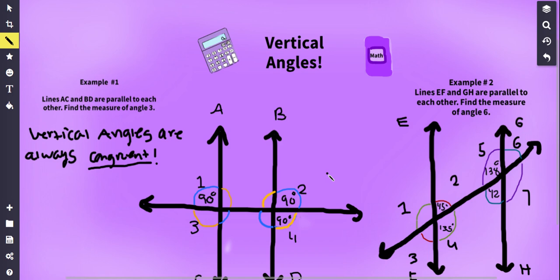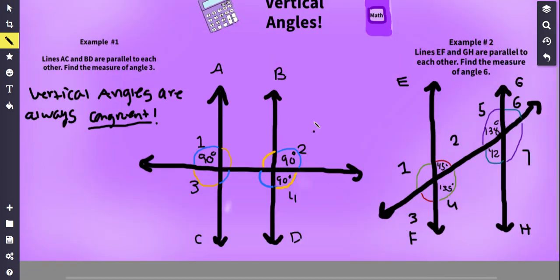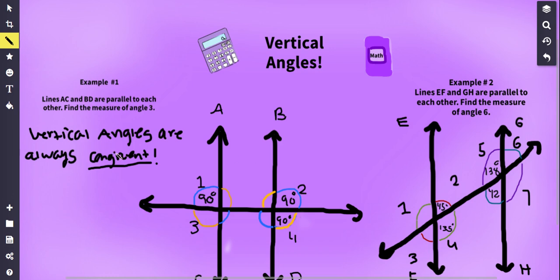Today I wanted to talk to you all a little bit about vertical angles. So vertical angles are always congruent to each other, and congruent means equal. And the sign for congruent is this little squiggly line over an equal sign. So vertical angles are always congruent, or always equal to each other.